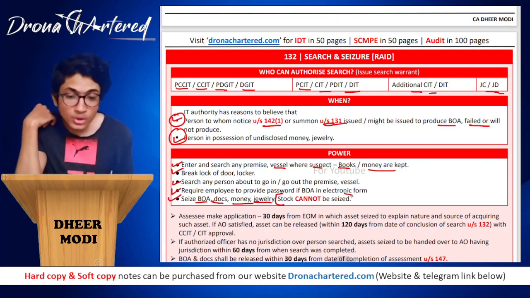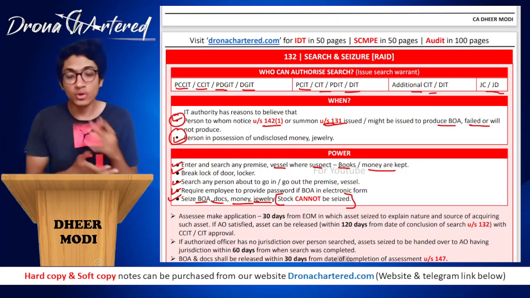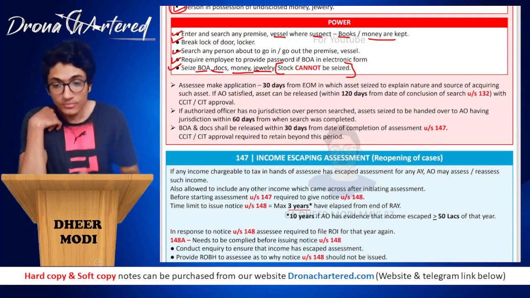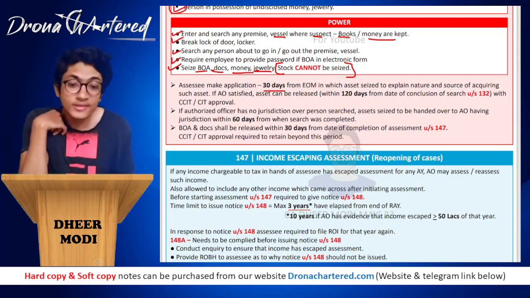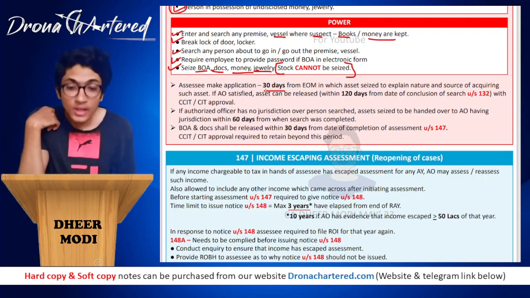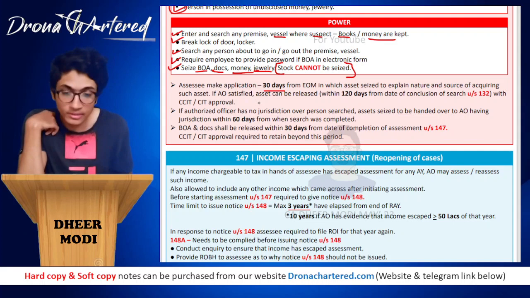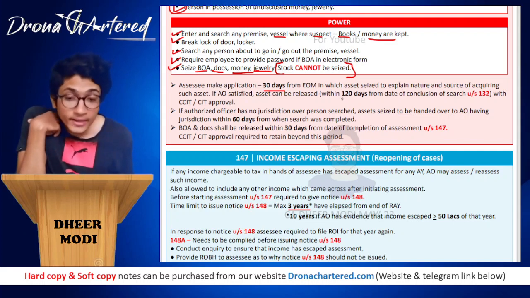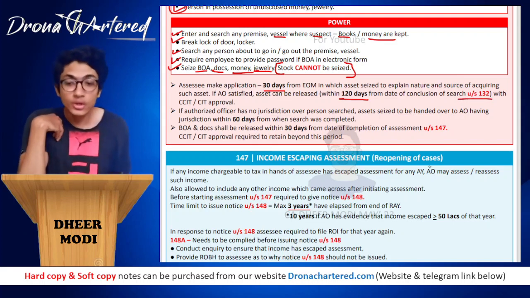What you have to remember is stock cannot be seized. All of these items can be seized, your books of account, documents, but stock, that is your business's stock, cannot be seized. The person has to make an application within 30 days from the end of the month in which the asset has been seized to explain the nature and source of acquiring such assets. So if your asset has been seized, you have to show them the sources of income that you have used. If the AO is satisfied, the asset can be released within 120 days from the date of conclusion of search under Section 132 with your CCIT or CIT approval.